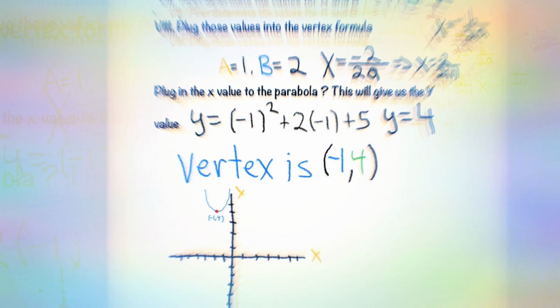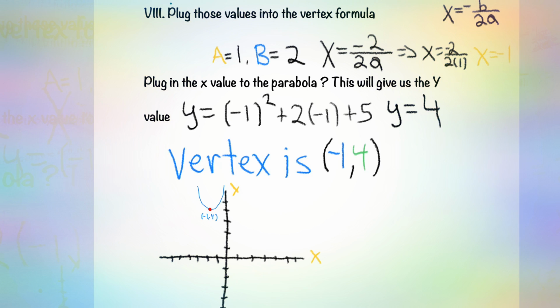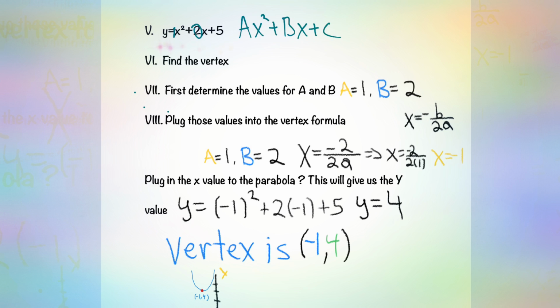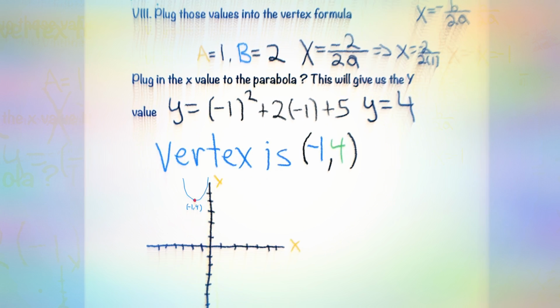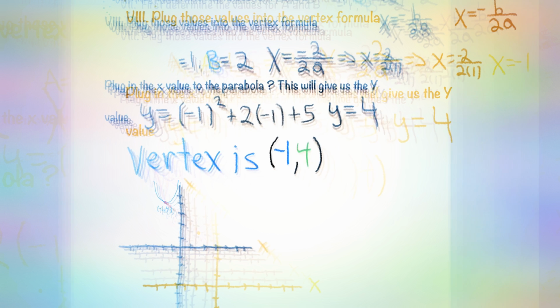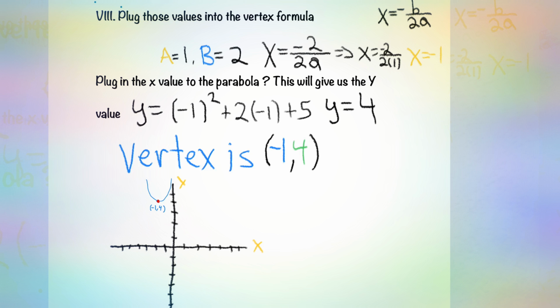So now that we have the value for x, we go back to the original formula up here, x squared plus 2x plus 5, and we plug the value that we found for x in. So we have negative 1 squared plus 2 times negative 1 plus 5 equals 4. So our y value is 4. Our x value is negative 1.